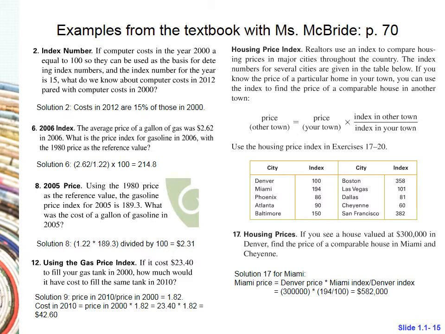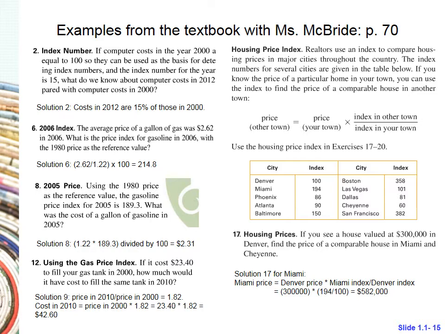All right, so let's look at some examples from your textbook. So look on page 70. Now here I actually wrote the solutions out, how to get them below the problem. So I'm going to talk you through them, and then you can pause it and go back and take a look at it yourself. All right, so here, number 2, we're just looking at the index number. So if the computer costs in 2000 are equal to 100, that's going to be our reference number. So they can be used as the basis for, oh, I crossed off a little something, determining index numbers. And the index number for the year is 15.